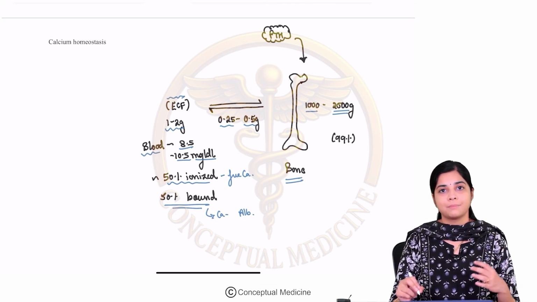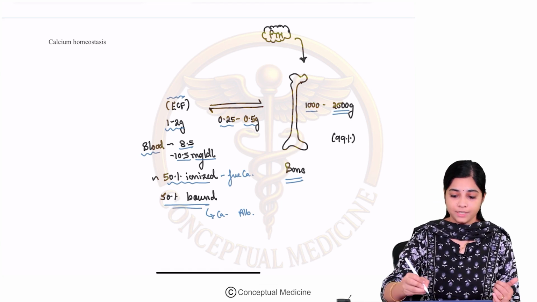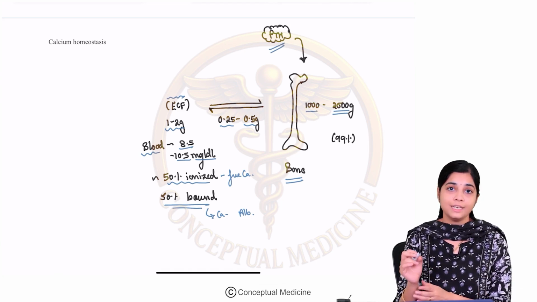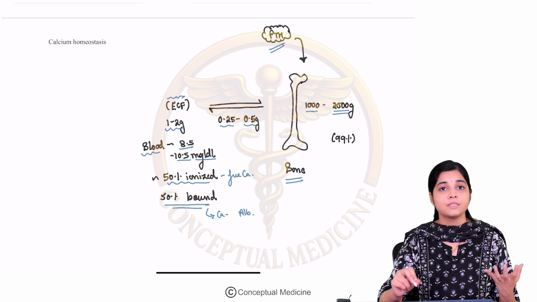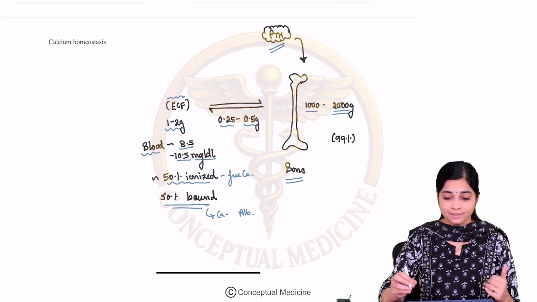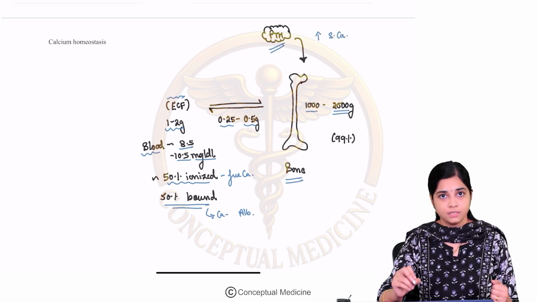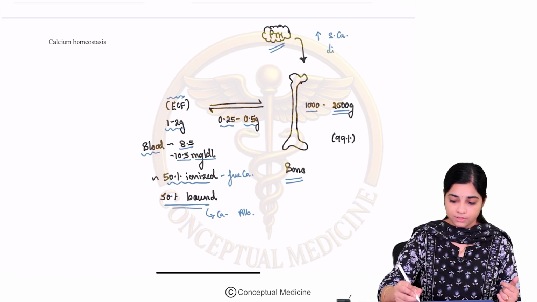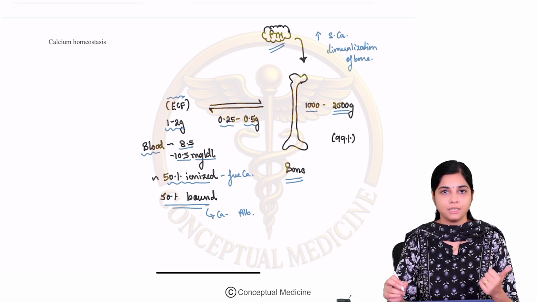So how is this flux maintained between the extracellular compartment and the bone? This is dependent upon a very important hormone, which is parathormone. What is the function of parathormone? It is a hormone produced from the parathyroid gland. It acts on the bone and increases the serum calcium levels. That means it demineralizes the bone and increases the serum or plasma calcium levels.